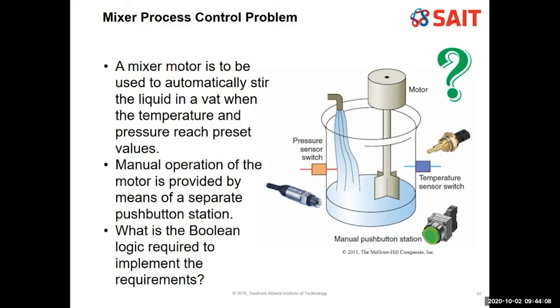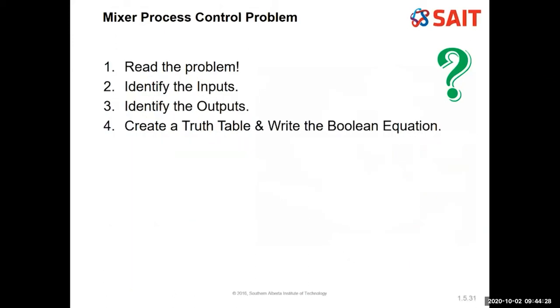Either statement 1 or statement 2 can make that motor run. And then the question is, what is the Boolean logic to implement those requirements? So having read those requirements, I should be able to create the Boolean, design the circuit, create the truth table, create the timing diagram. Should be able to do all of those things from this simple word problem.